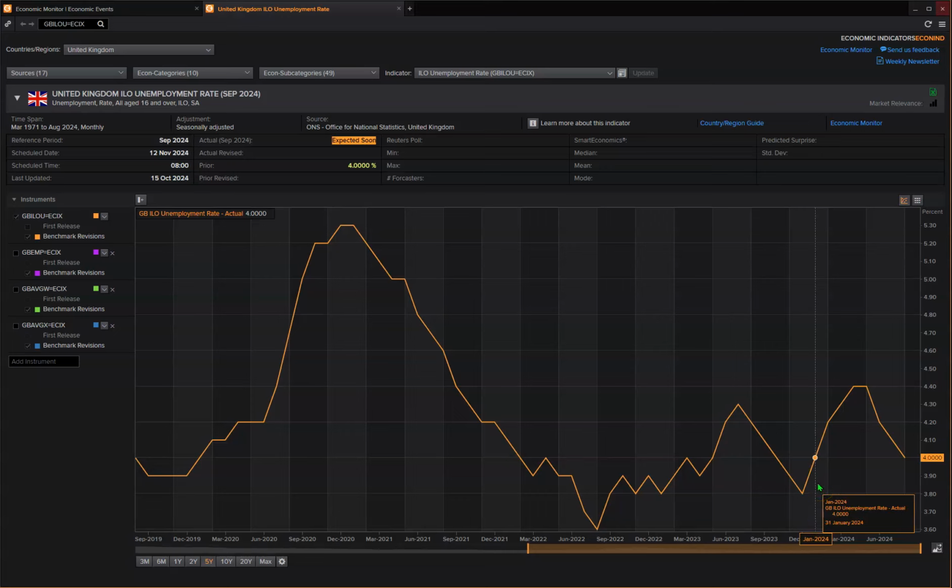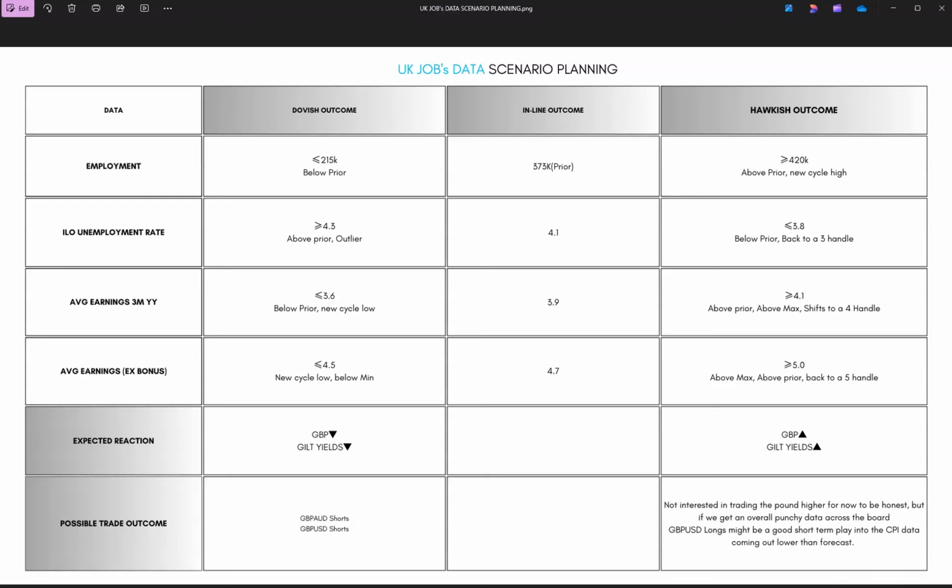So I feel like, yeah, that should be a shift. Maybe 3.7. If we get 3.7, then better for us. But I feel like a 3.8 should be able to spark those fears, should be able to bring those sellers into the market for the pound. So that's what I'm expecting for a hawkish outcome.